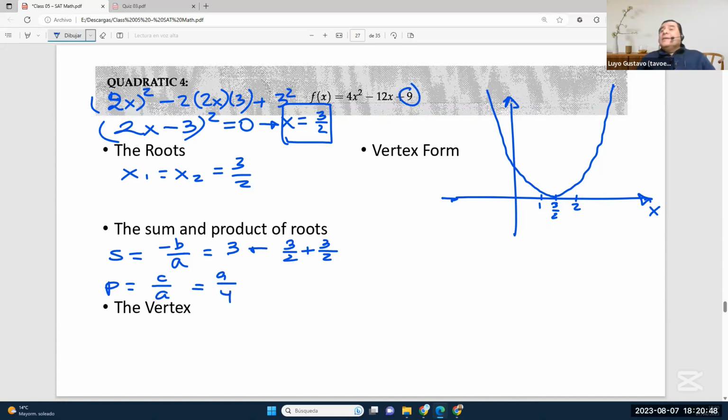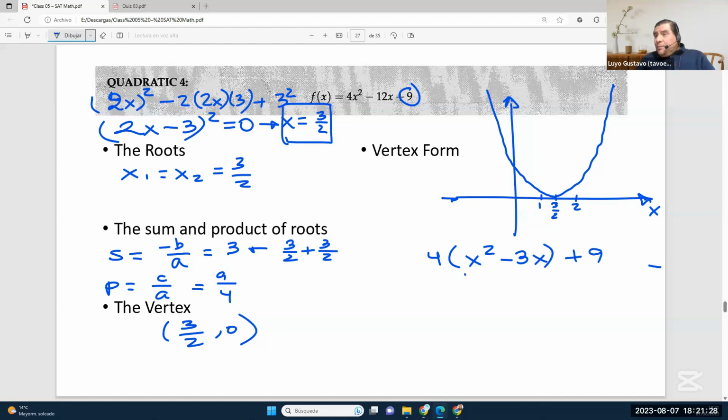What is the vertex? Now that you have the two roots here, the good news is if you have a parabola tangent to the x-axis, that is one solution, the vertex is that point. So it would be 3/2, 0. And the vertex form of the equation, okay, is not difficult to see. If you factor 4, you have 4x squared minus 3x, and you have plus 9.